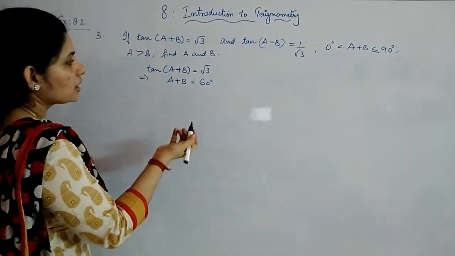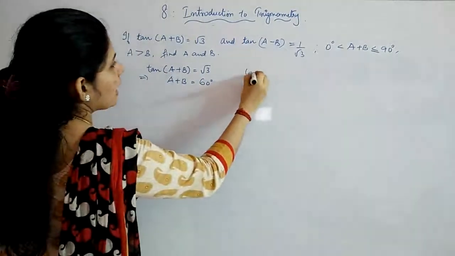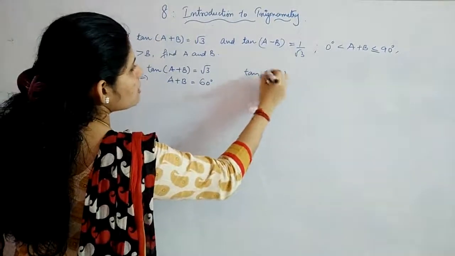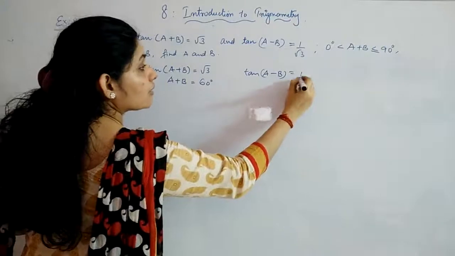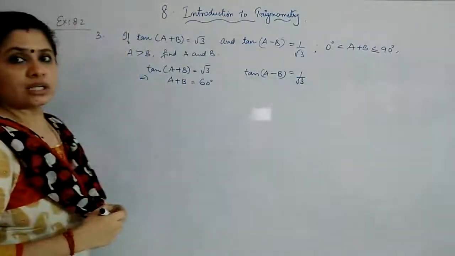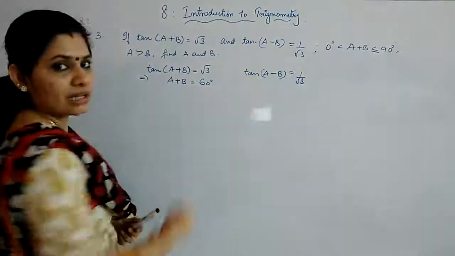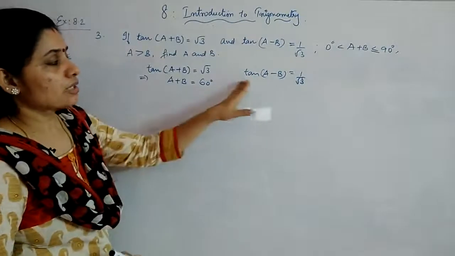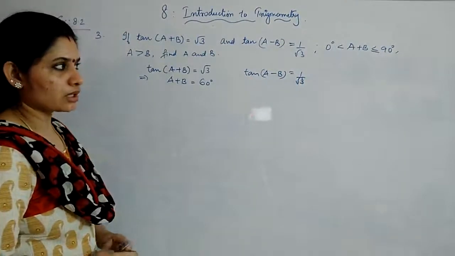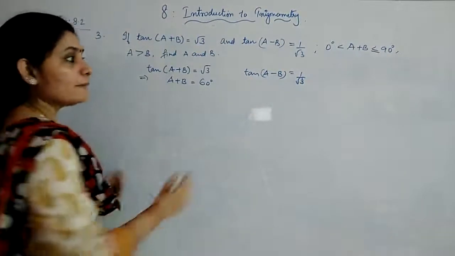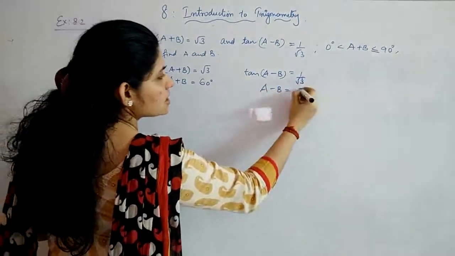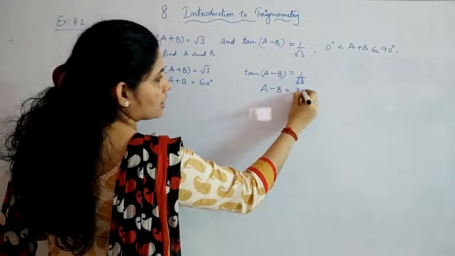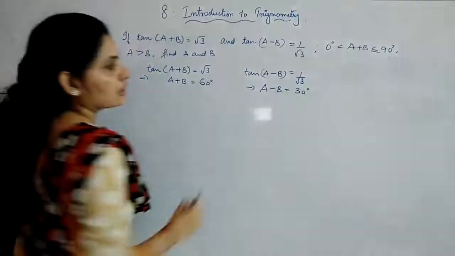Now for the second thing, tan of A minus B is given to be 1 by root 3. Which angle of tan will give you 1 by root 3, that will be your A minus B. So tan of A minus B equal to 1 by root 3 means A minus B should be 30, because tan 30 is 1 by root 3. So you are getting A minus B as 30 degree.